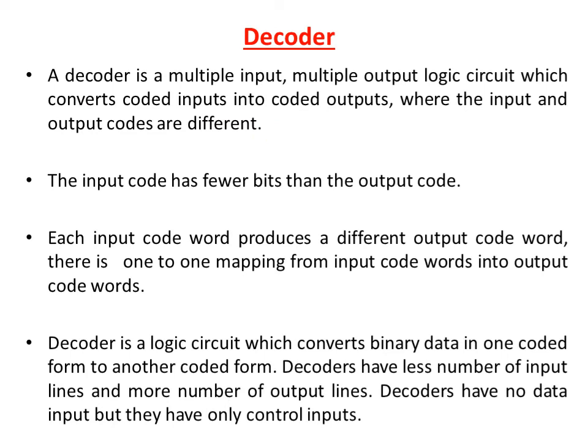It is a multiple output, multiple input logic circuit which converts coded inputs into coded outputs, where the input and output codes are different. The input code has fewer bits than the output code. Then each input code word produces a different output code word. There is one-to-one mapping from input code words into output code words. Therefore, the decoder is a logic circuit which converts binary data in one coded form to another coded form.